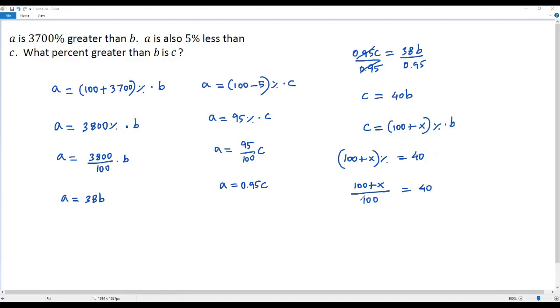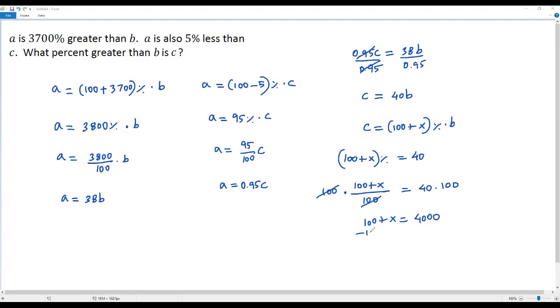Okay, to solve for X, we have to isolate. That is, we have to get rid of this 100 in denominator, and also we have to get rid of this 100 which is added to X. Let me multiply both sides by 100 to get rid of the denominator 100 on the left side. So this 100 will cancel out. We get 100 positive X equals to 40 times 100 is 4000.